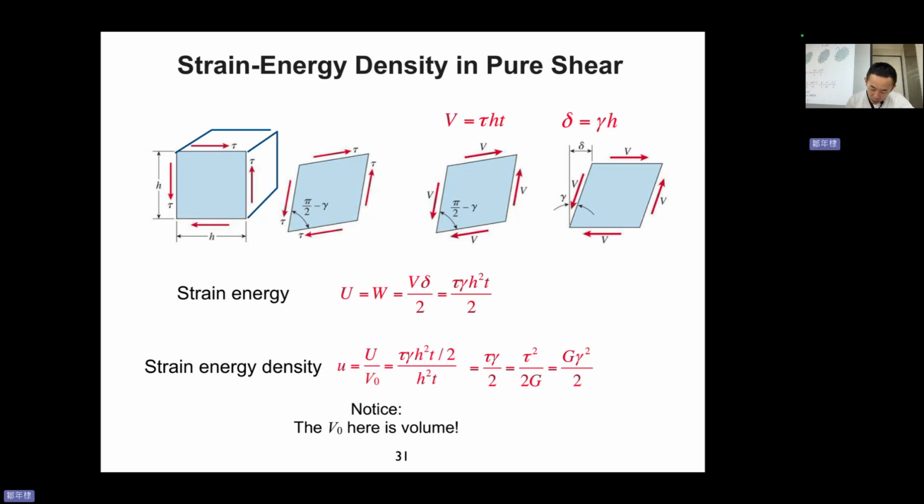So now, I will make it T, the thickness, with the height. After the shear, the square will be deformed into this shape, a parallelogram.